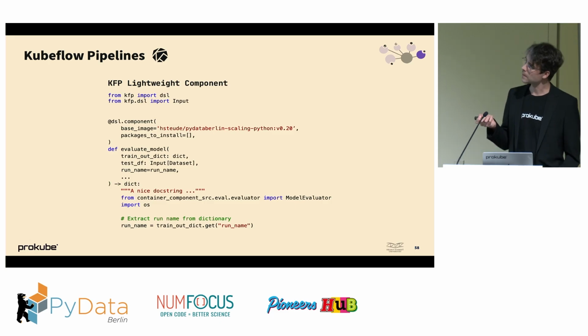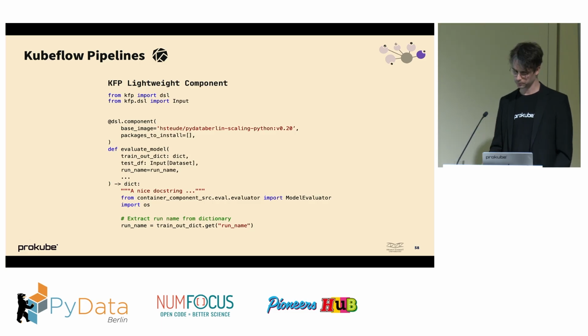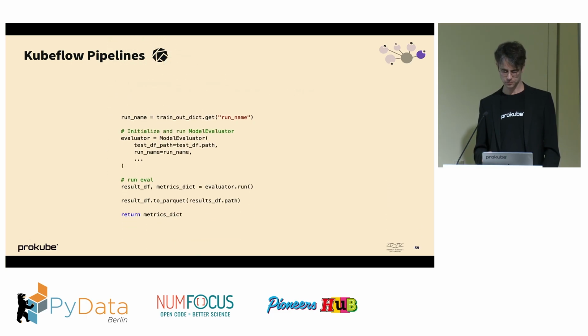So as before, we have a function here. In this case, it's called evaluate model, so it's just one example, and you can basically do whatever you want in there. And we tell it which base image to use, which here is a Python image, and it has some things installed in it which we like, but for basic images, you can also just use Python in whatever version you want. And then we tell it here we want as an input the output of a previous task and an input data set.